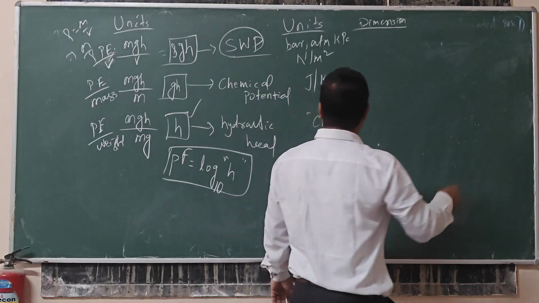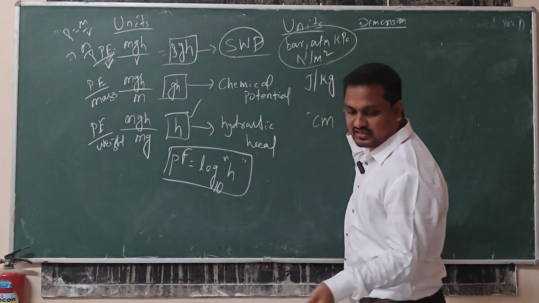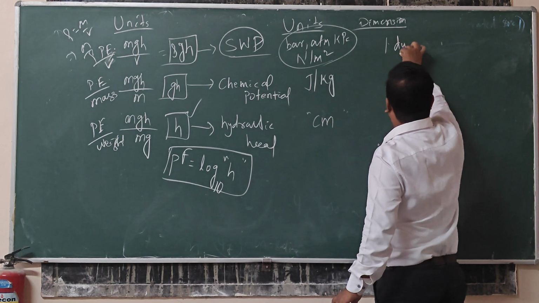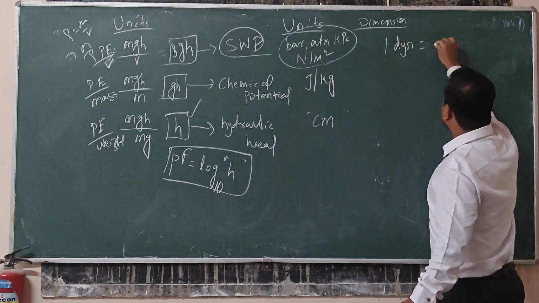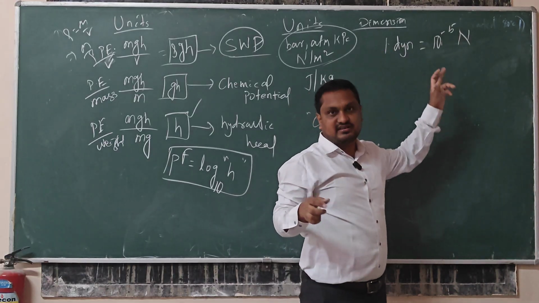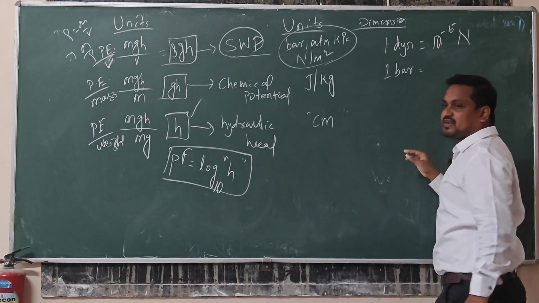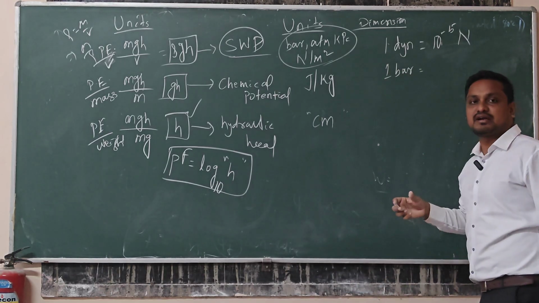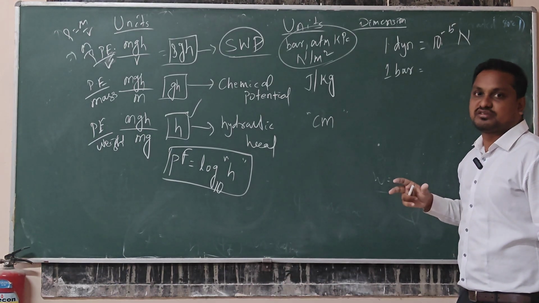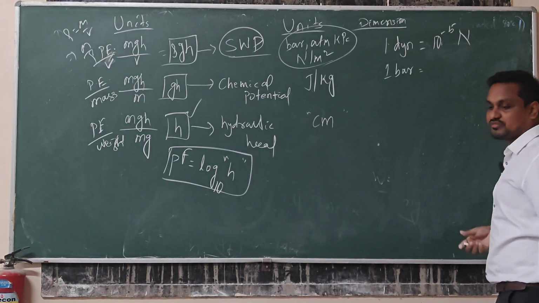Also, we can express these units. If you see some conversion factors, 1 dyne is 10 to the power minus 5 Newton. 1 Newton is 10 to the power 5 dyne. Very simple. And we normally express all these units of soil water potential in terms of bar. That's why it is important to know all these conversion factors, so that we can calculate the problems and solve the mystery behind the soil water potential.